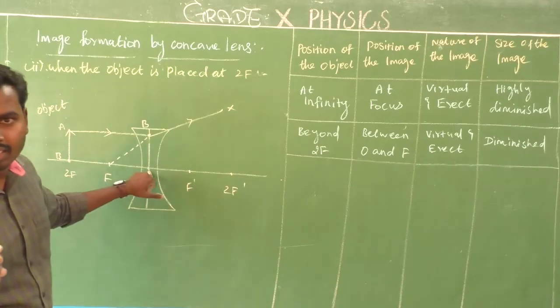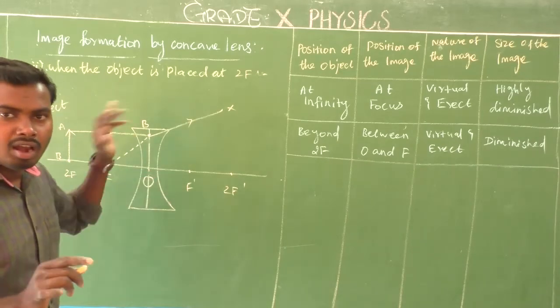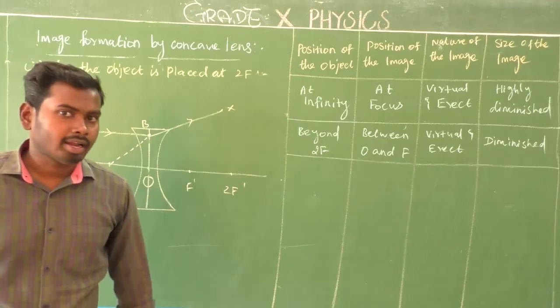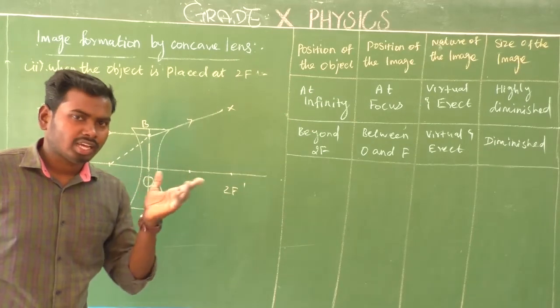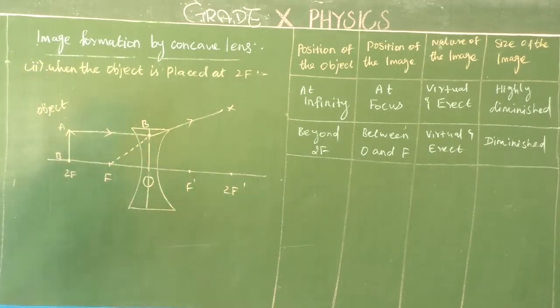There will not be any refraction, which means there will not be any bending of light. Light will go in a straight line. That is the second rule. Am I right? Use the second rule. The third rule. Okay, you use that. Yes.